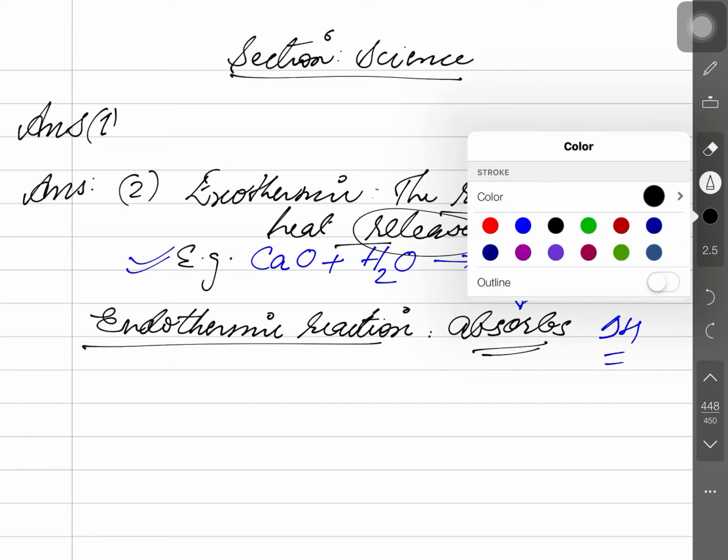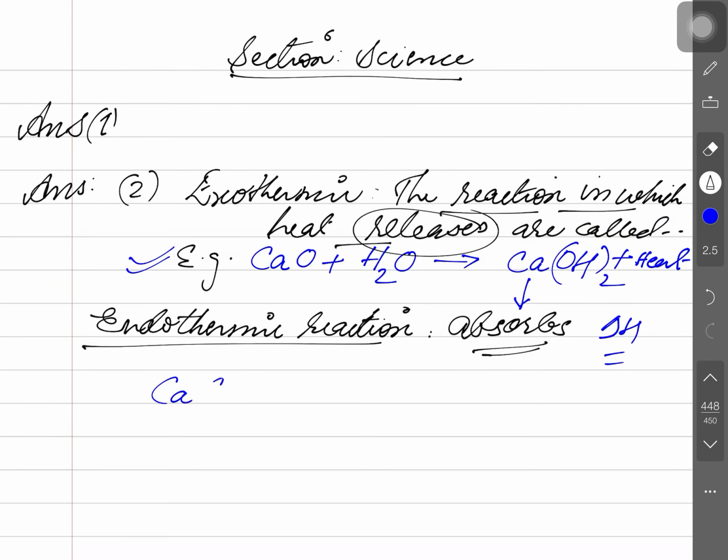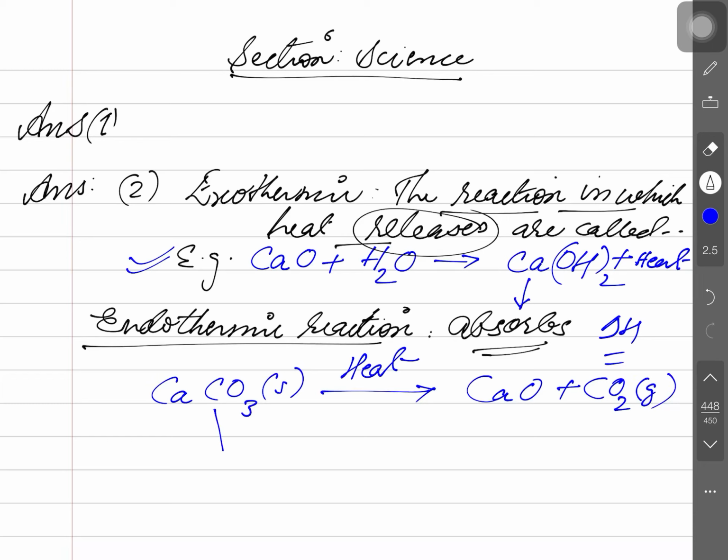You have seen calcium carbonate, this is called limestone. When heated, when you give heat to it, it turns into calcium oxide and carbon dioxide. One trick I want to tell you in chemistry: whenever any carbonate of a metal is heated in a reaction, generally carbon dioxide gas forms. Most of the time this happens.